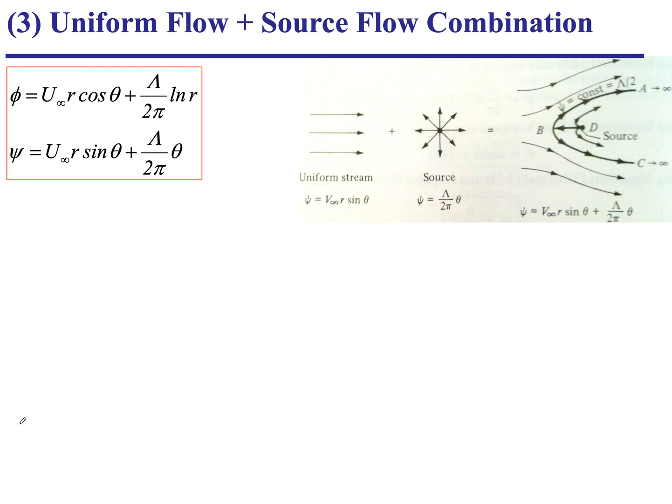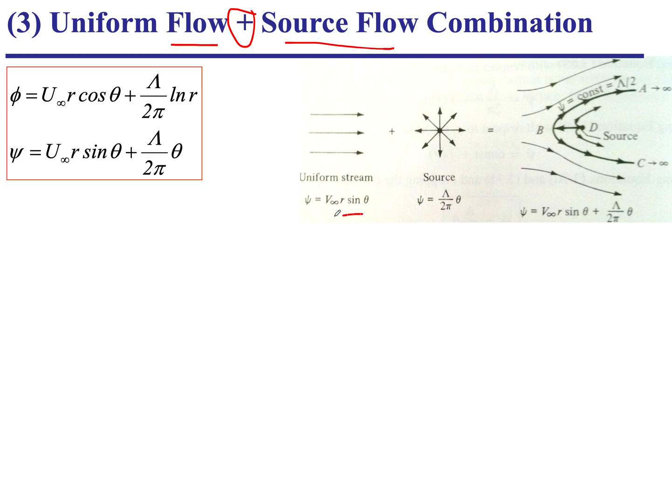Now, because of the linearity of the partial differential equations, del squared phi and del squared psi equal to 0, these are the Laplace equations. Because of their linearity, if we have two solutions that we have found, then when we sum them, we get a third solution, and that would also be a solution to the Laplace equation.